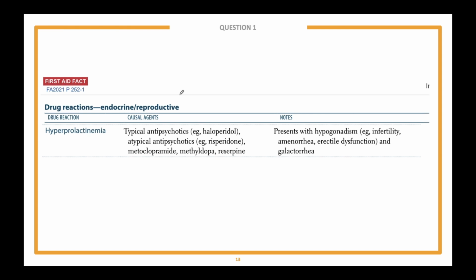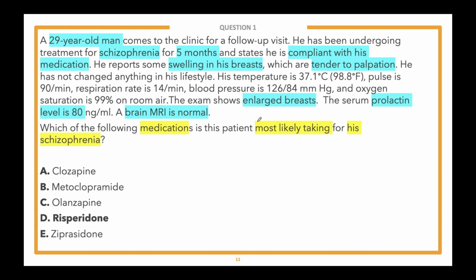Sean has gone ahead and pulled up a table looking at drug reactions, specifically hyperprolactinemia. You can see there usually it is typical antipsychotics, but you do also need to keep in mind atypical antipsychotics and risperidone, okay? So you can see there specifically of the atypical antipsychotics, risperidone is one you need to keep in your mind that can cause hyperprolactinemia and thus eventually gynecomastia. So let's go back to the other answer choices, see why those may not be as good answer choices.